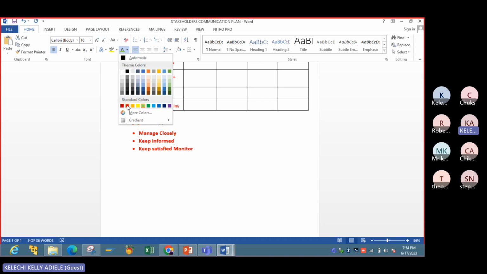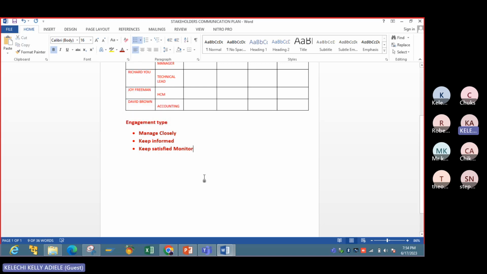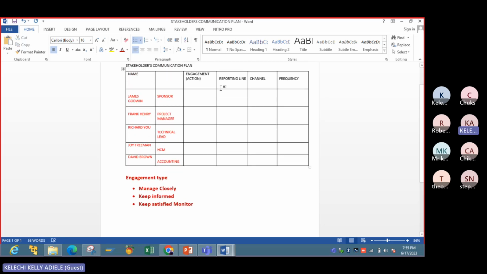So guys, I need your thoughts. What would be the engagement type for the first person? The engagement action, rather. These are our options. Then we have monitor. This is the engagement. So for this sponsor, which of these should we put here?